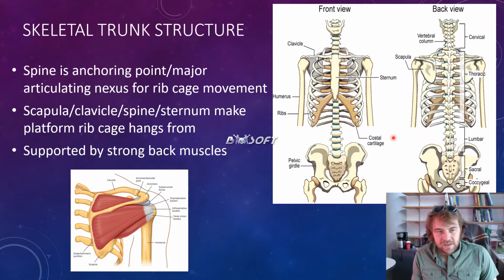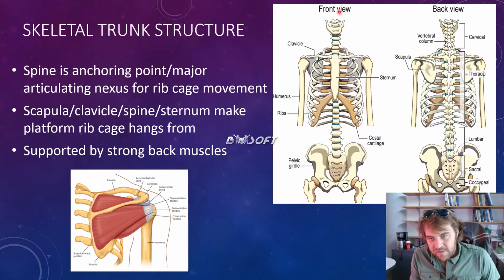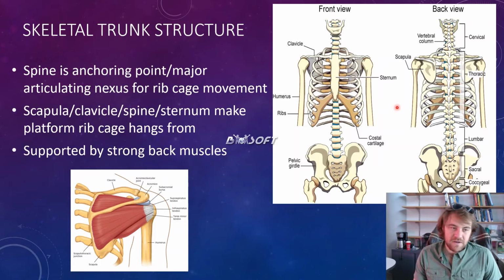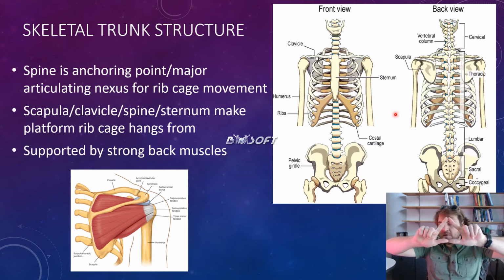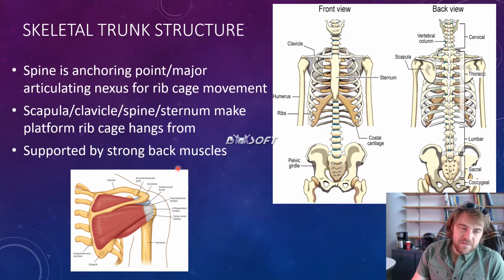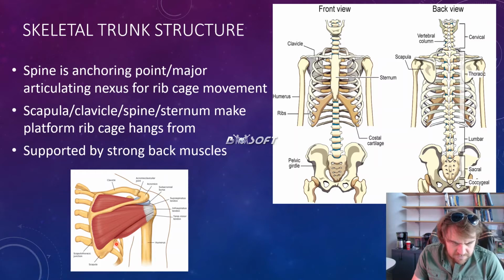But anyway, again, it's the major articulating nexus for everything, certainly for the rib cage, which is what we're focusing on right now. You've got this kind of frame, a triangular A-frame structure that's formed by the scapula. The scapula is this here. You can see how absolutely large this bone is.